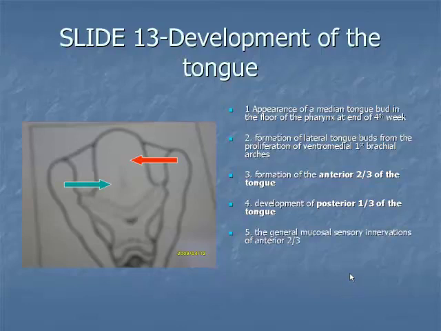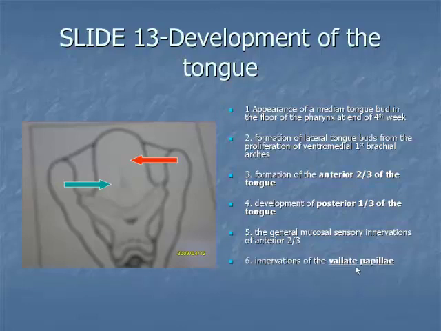Item 5. The general mucosal sensory innervation of the anterior two-thirds of the tongue, derived from the first arch, is via the lingual branch of the trigeminal nerve, the nerve of the first branchial arch. The chorda tympani branch of the facial nerve, the nerve of the second branchial arch, supplies the taste buds of the anterior two-thirds of the tongue, except the vallate papillae.